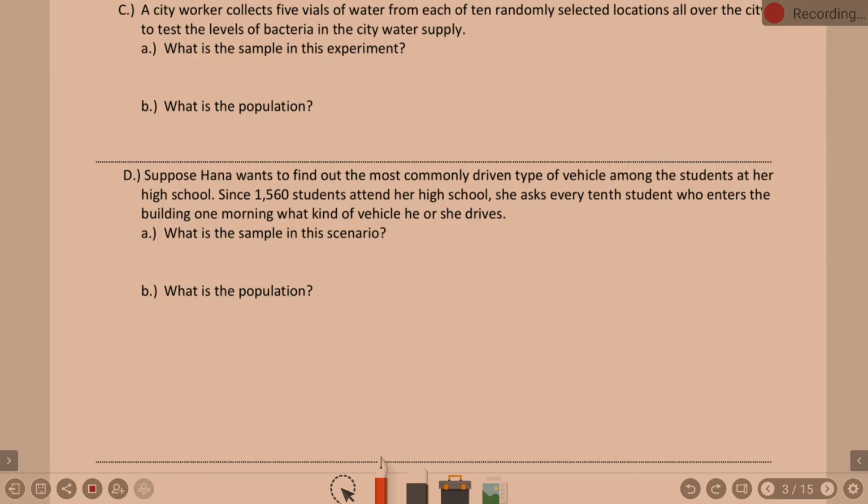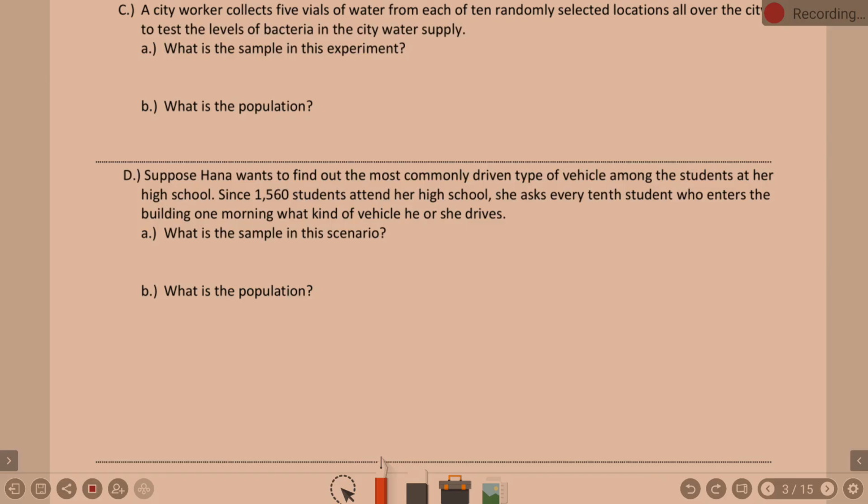Would the population be all of the possible locations? More than that. All over the city. What do you mean? It says like, 10 randomly selected locations all over the city. Would it be all of the vials? Would it be 10 vials? Well, no, there's 50 vials.